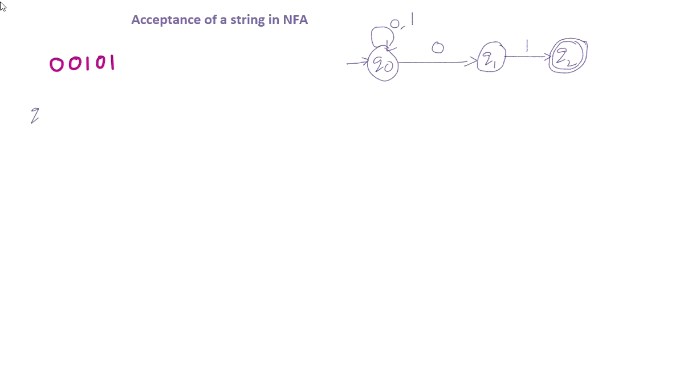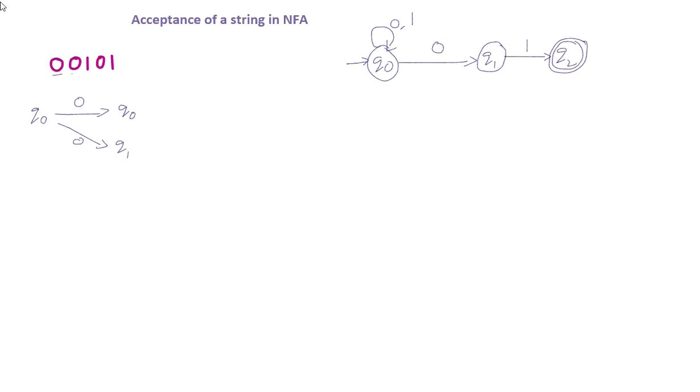Starting with the initial state Q0, the first symbol to be read is 0. Q0 on 0, it can move to the two states, that is Q0 or Q1. So there are two possible states, that is Q0 and Q1 with the same input symbol 0.